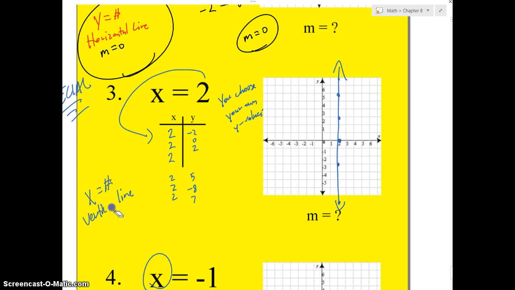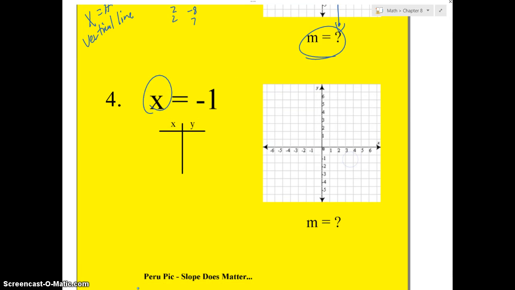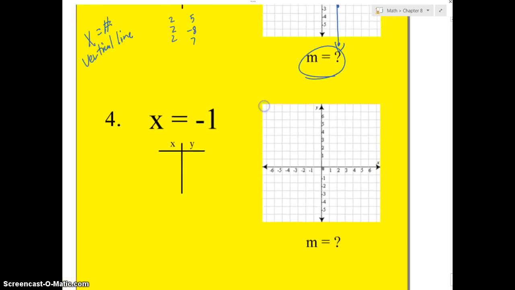It is a special equation, which gives me a special graph, and it's going to give me a special slope. We'll talk about that in just a second. Let's take a look at number 4. It says x equals negative 1.